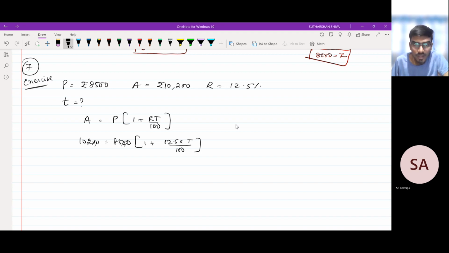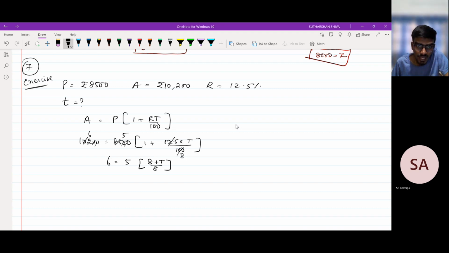12.5 and 12.5 will get cancelled. Cancel by 8, cancel by 6, and 85 is cancelled by 5. If you cancel this, you end up with 6 equal to 5 into 8 plus t divided by 8.